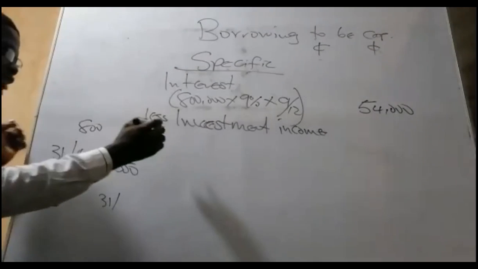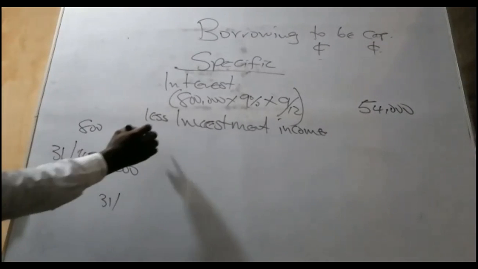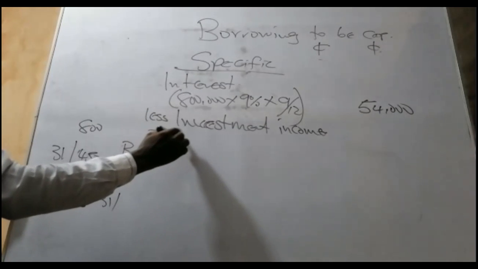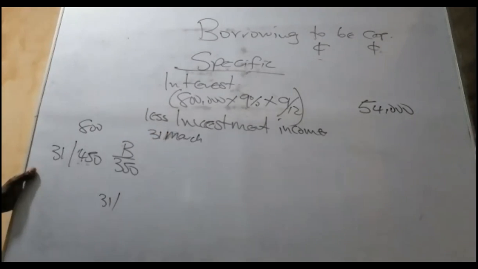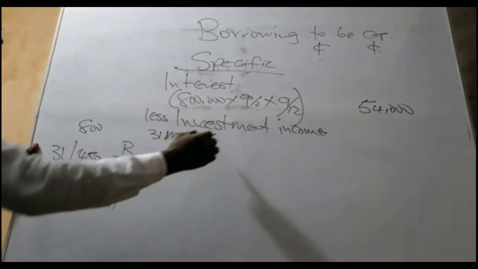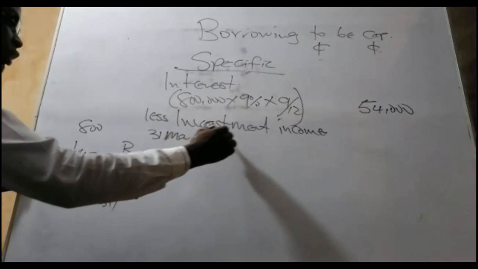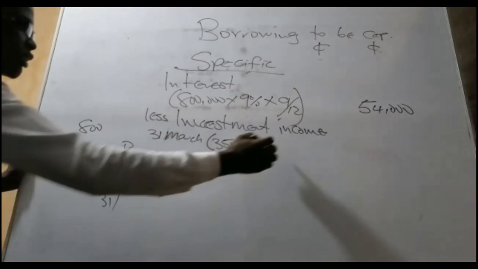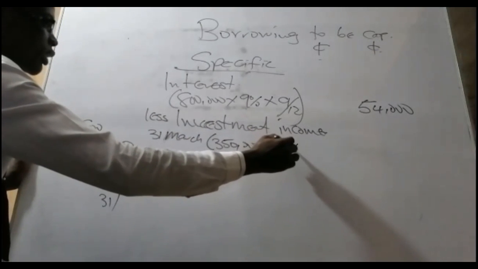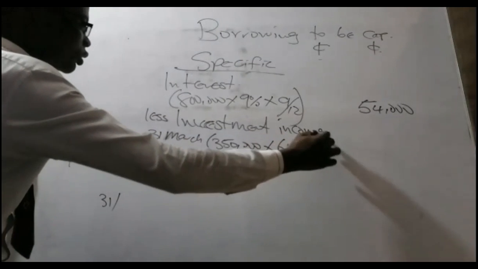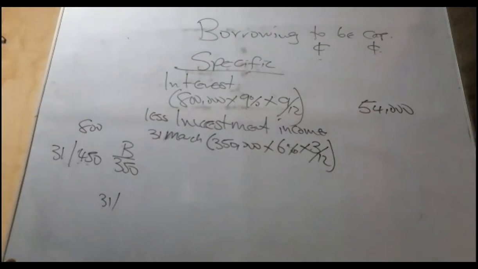So 6% of the 350,000. They will invest at 31st March. So for the 31st March investment, you open your brackets. The examiner says it is the 350, the remaining portion, times the investment rate, which is 6%, for a period of how many months? 3 out of 12.